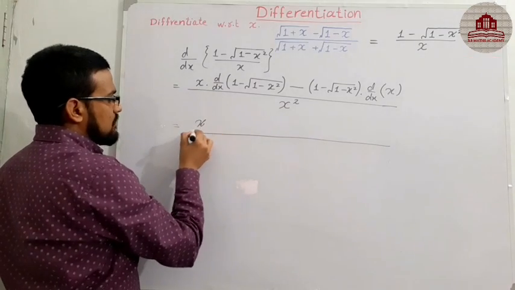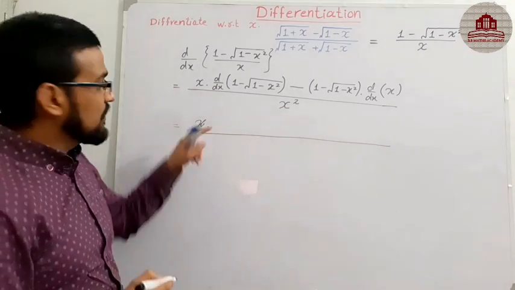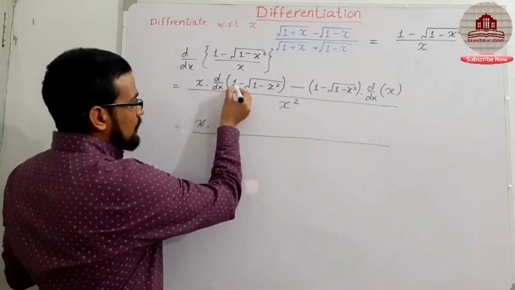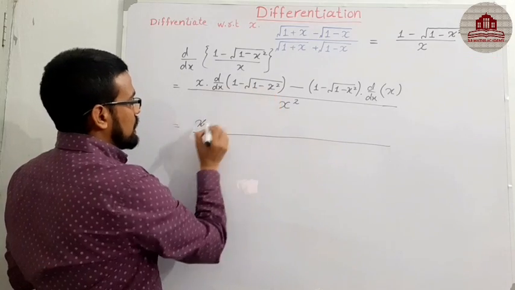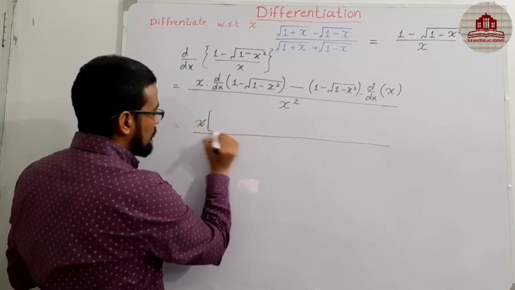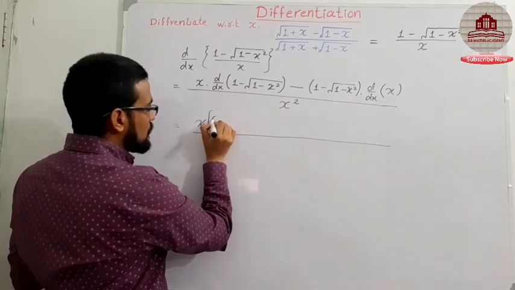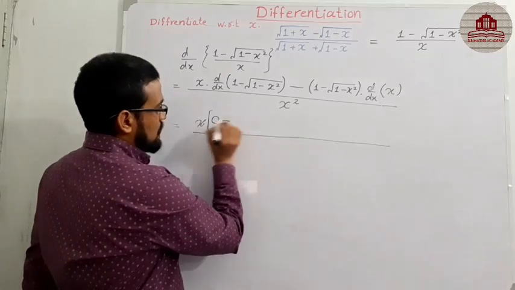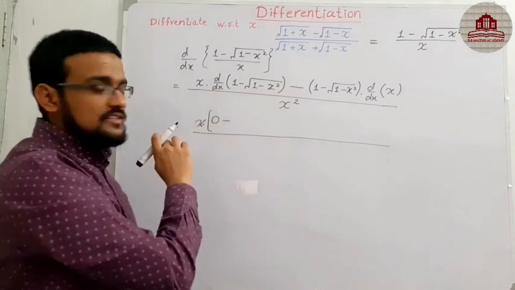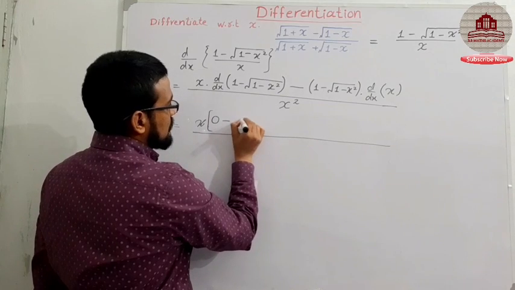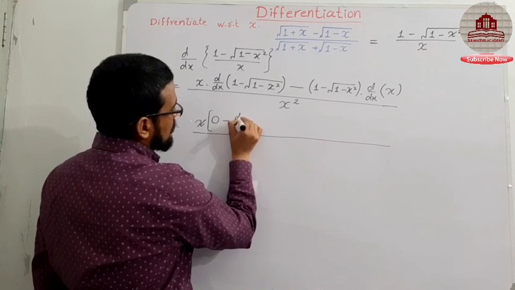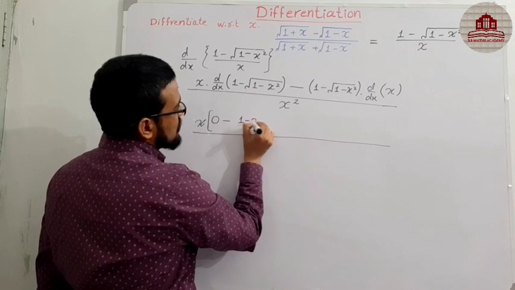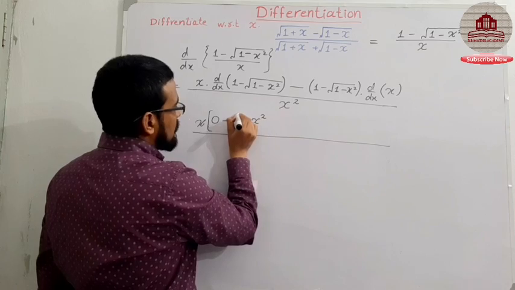X as it is, and then the derivative of this, the derivative of this, the derivative of 1 and the derivative of this. The derivative of 1 is a constant, so it is 0, minus, and the derivative of this function is, I can just start, 1 minus x square.